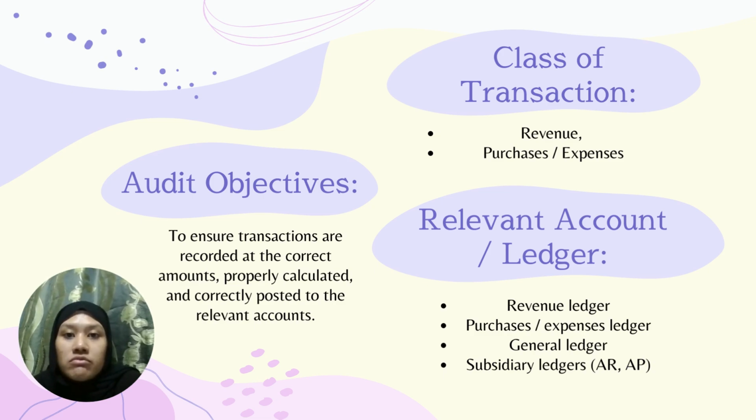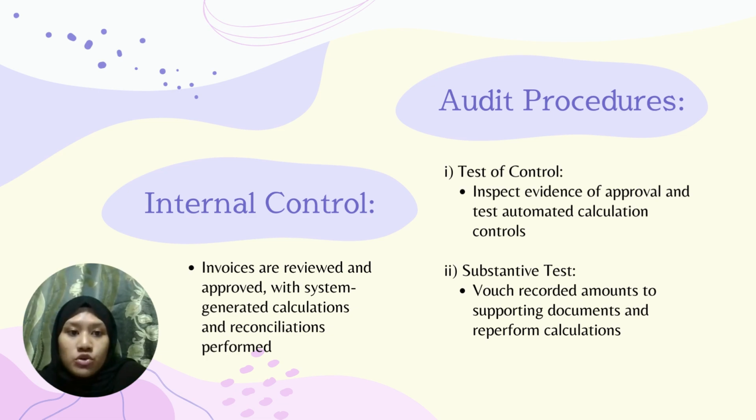The key accounts involved include revenue, operating expenses, and the general ledger, together with any related subsidiary ledger. In terms of internal control, management has established procedures such as review and approval of invoices and journal entries, as well as relying on system-generated calculations for totals, discounts, and taxes.